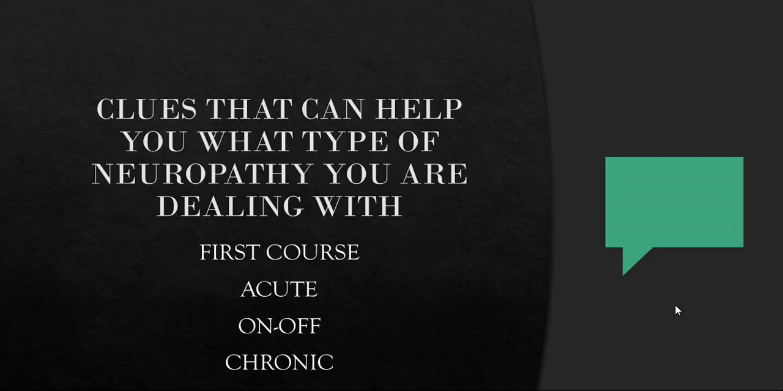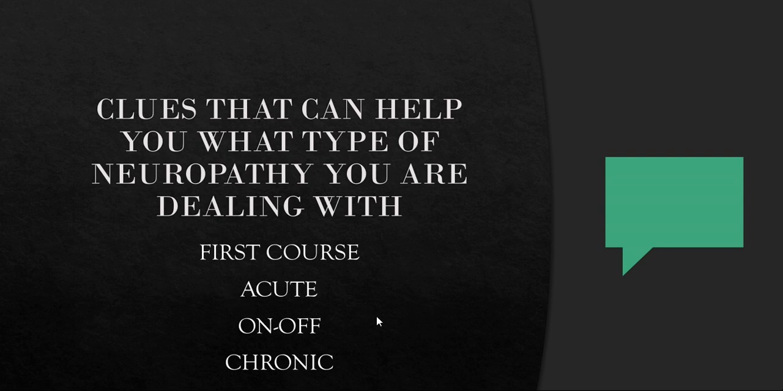So the first piece of information that can help you really know the cause of the polyneuropathy is the temporal course of the patient: whether it is an acute polyneuropathy, or on and off, relapsing, remitting, or a chronic polyneuropathy.